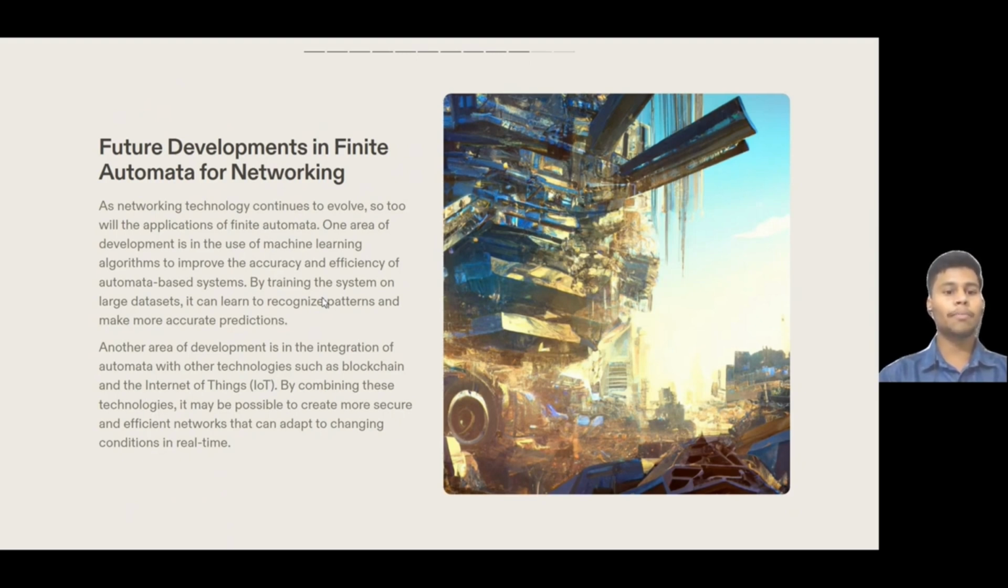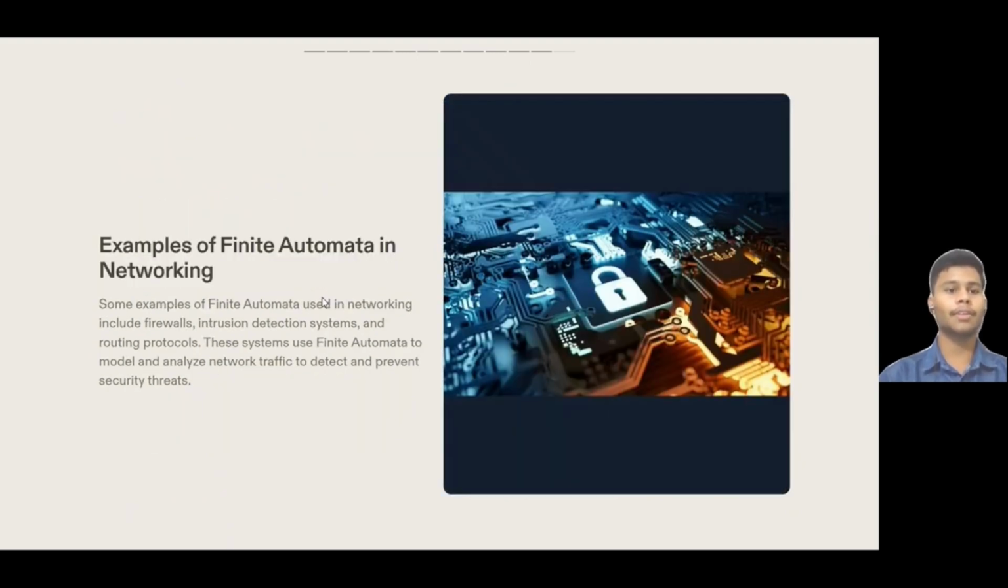Another area of development is in the integration of automata with other technologies such as blockchain and the Internet of Things, IoT. By combining these technologies, it may be possible to create more secure and efficient networks that can adapt to changing conditions in real life.